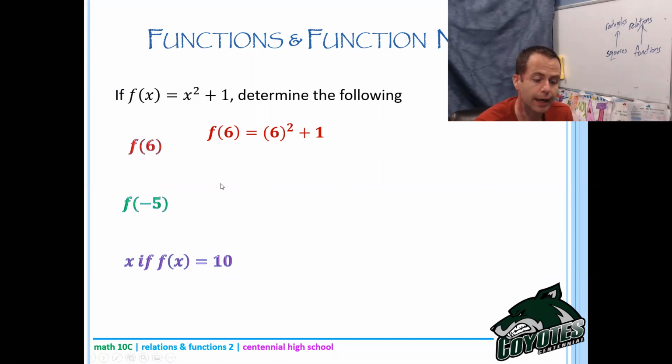Carry it down. Every line should be a complete sentence. It's just all about good communication. So f of x equals 37. Sorry, f of 6. f of 6 equals 37. Okay, f of negative 5, same thing.